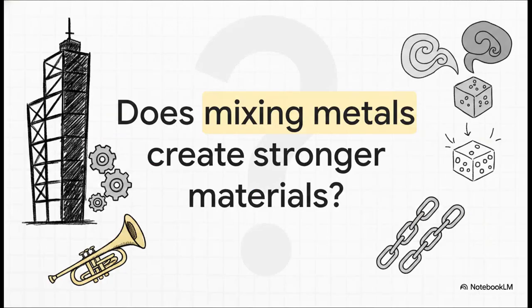So does mixing metals actually create supermaterials stronger than pure metals? It kind of sounds like magic, right? You take a relatively soft metal, mix it with another element, and boom, suddenly you've got the unbreakable framework for a towering skyscraper or the resonant brass for a trumpet. Understanding alloys is absolutely crucial. Grasping the exact mechanics of how pure metals transform into these supermaterials isn't just going to earn you critical marks on your exams, it's going to give you a real-world appreciation for the engineering that literally shapes our cities.